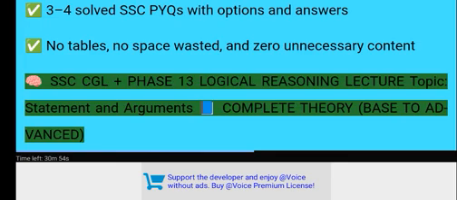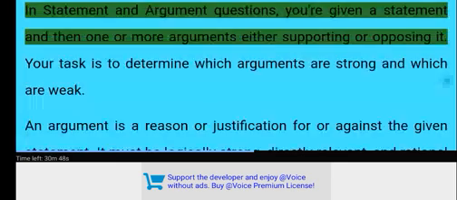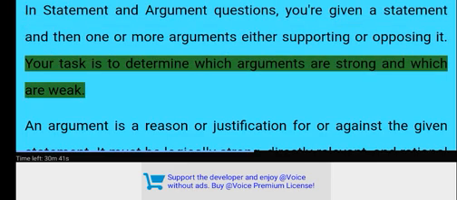SSC CGL plus Phase 13 logical reasoning lecture topic: Statement and Arguments, complete theory from basic to advanced. In statement and argument questions, you're given a statement and then one or more arguments either supporting or opposing it. Your task is to determine which arguments are strong and which are weak.